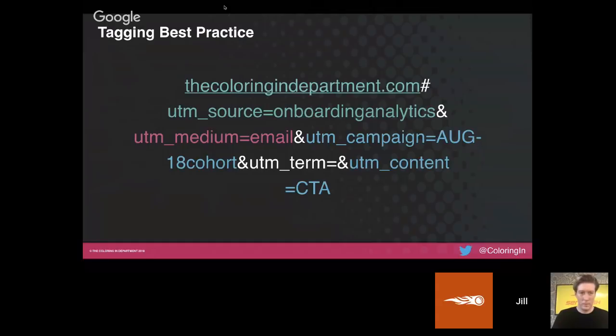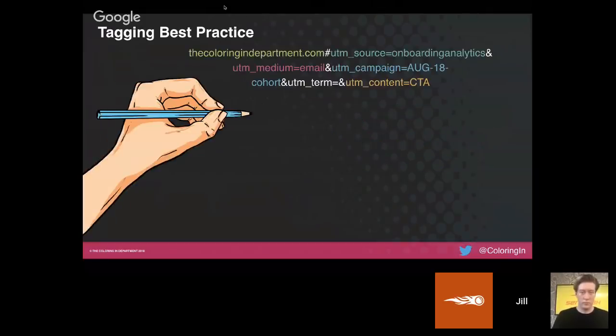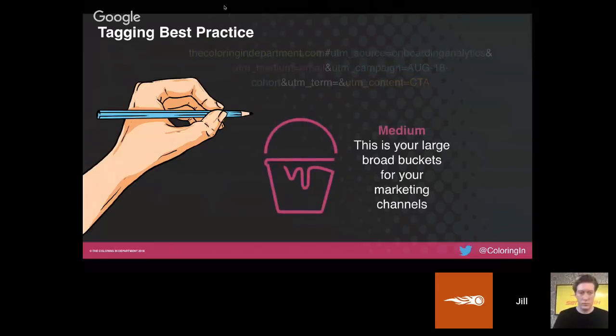So what I'm going to do now is break down what each of these different parameters mean, and then we're going to walk you through some best practices. So the first thing to think about with our URL link is the medium. Now, medium is almost like a big, broad bucket for you to put all of your marketing channels in. So think about email marketing. Email is a medium. Organic is a medium. Social media is a medium. And then depending on how you group your traffic, you would have paid search as a medium, etc., etc.